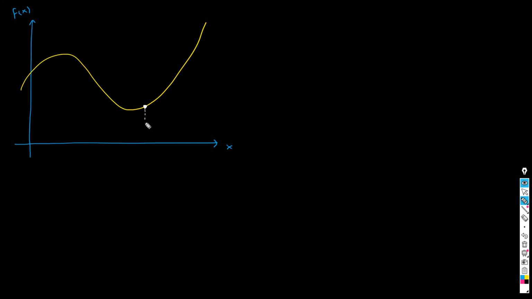The point which has x as its first coordinate and f of x as its y coordinate. Okay, and let's call this point 1. So point 1 has two coordinates, which are x and f of x. Good. And I want to calculate the slope of the tangent that goes through this point.